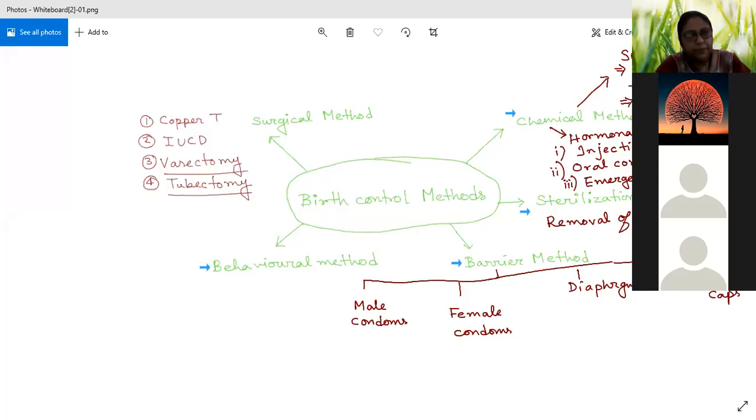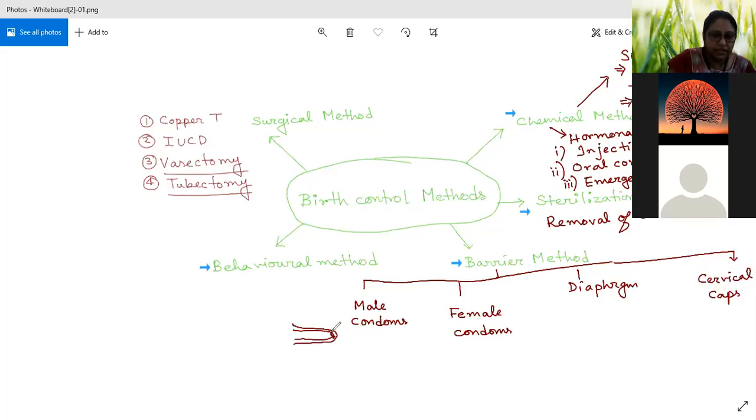Male condoms are generally prepared from latex or rubbery material, which wraps the penis in a way that during intercourse, the ejaculation will fall inside the barrier itself. It will not get any option to come in direct contact with the vagina. Consider this is the penis of a male. This barrier or condom is covering the penis like this. So whenever there is ejaculation, it will remain inside the barrier, and the vagina will never get direct contact with the sperm. So that is one way by which birth control is possible.